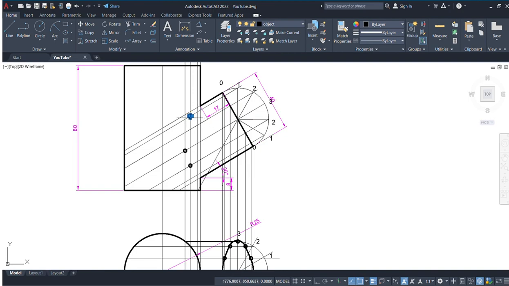Sorry, this is my point 1, not point 2. Point 2 is this one, so be careful not to lose track. So this is 3, 2, 2. Now, point 1, this point 1 here, and also point 1. Then finally, point 0, and here 0.